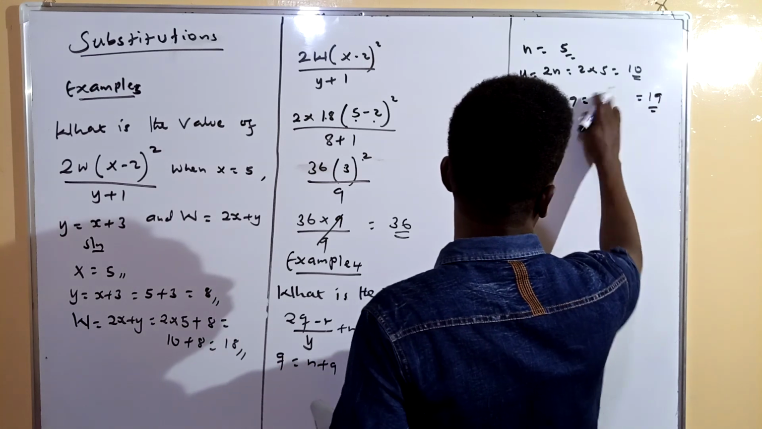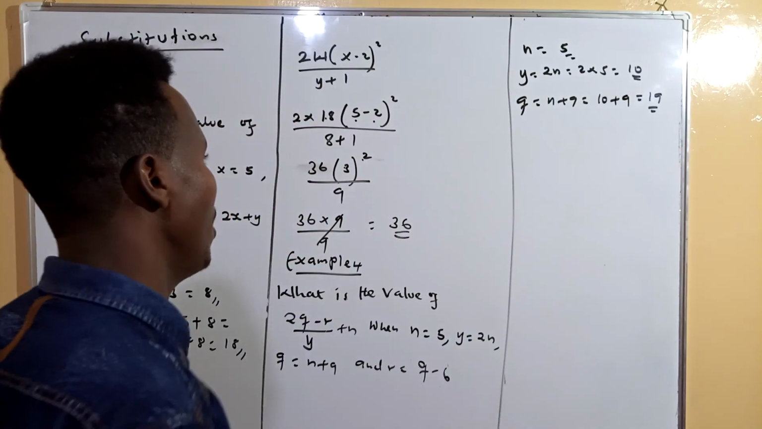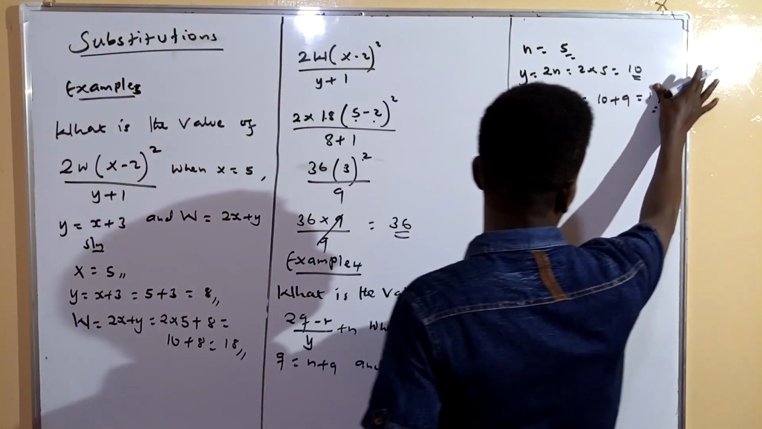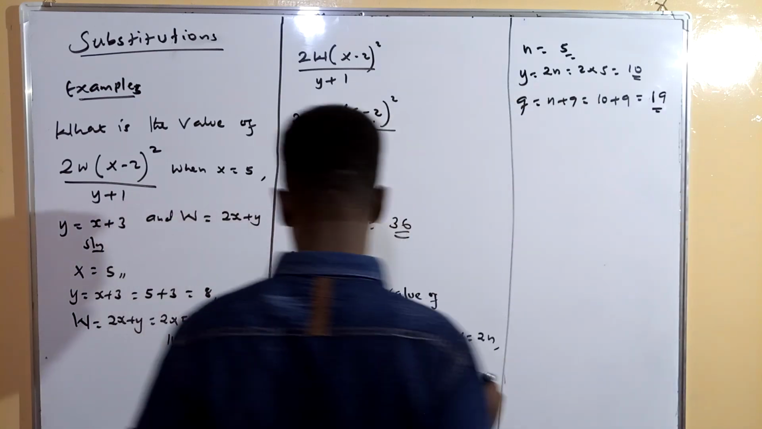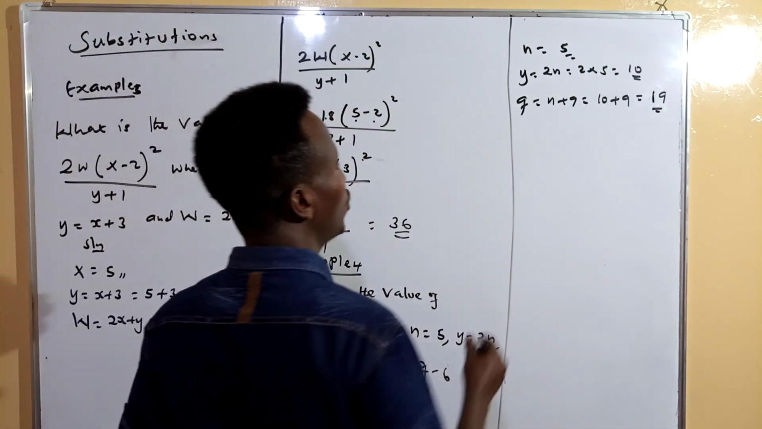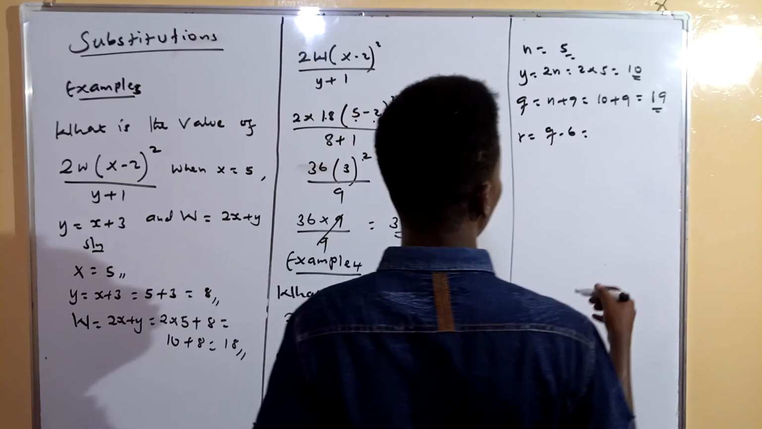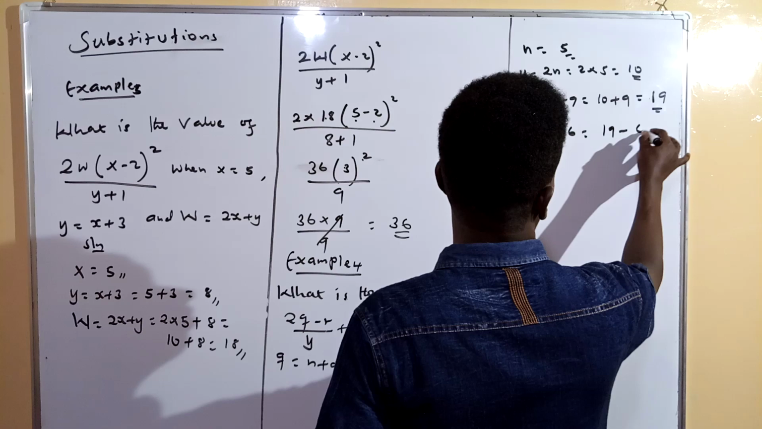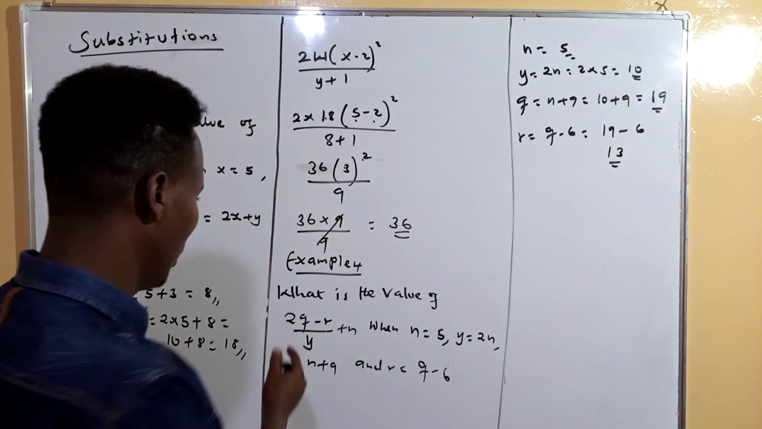Let's underline 10 plus 9, 19. Then we have r is equal to q minus 6. Remember, q is what? 19. Minus 6, it will give us 13. So now we can take this one and write.